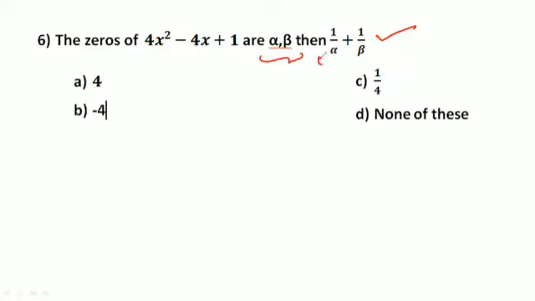Children, see, first of all, I'm taking this here: 1 by alpha plus 1 by beta is equal to. By simplifying this, alpha into beta will be the LCM, the common denominator of 1 by alpha and 1 by beta. And we get, children, beta plus alpha.